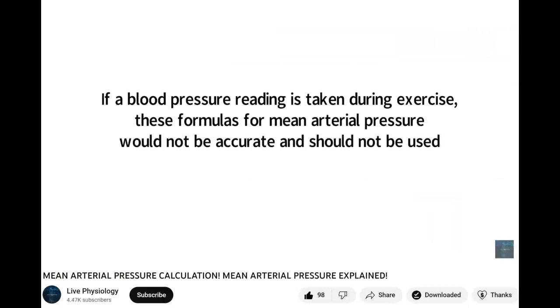For more information on systole and diastole, see the video on the function of the heart on this channel.